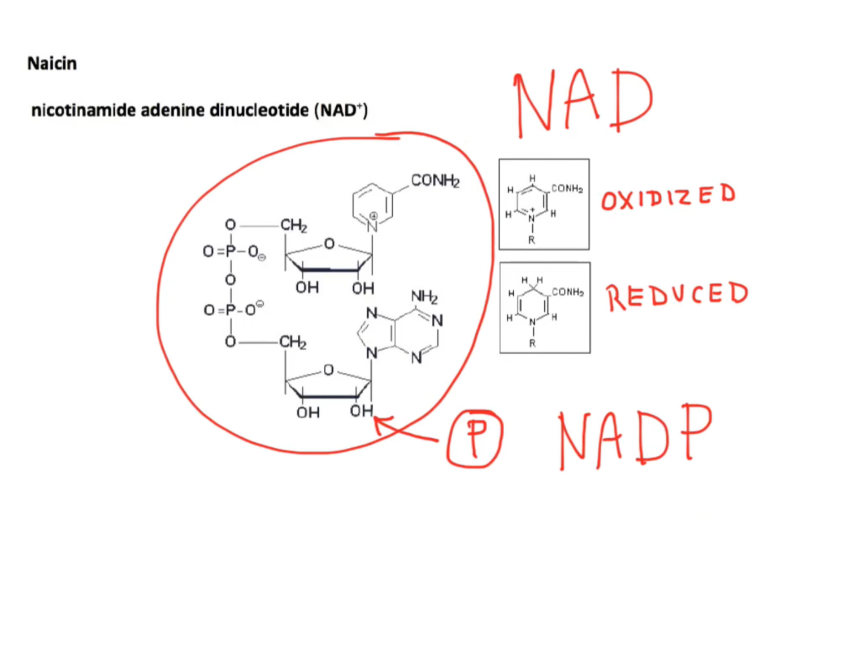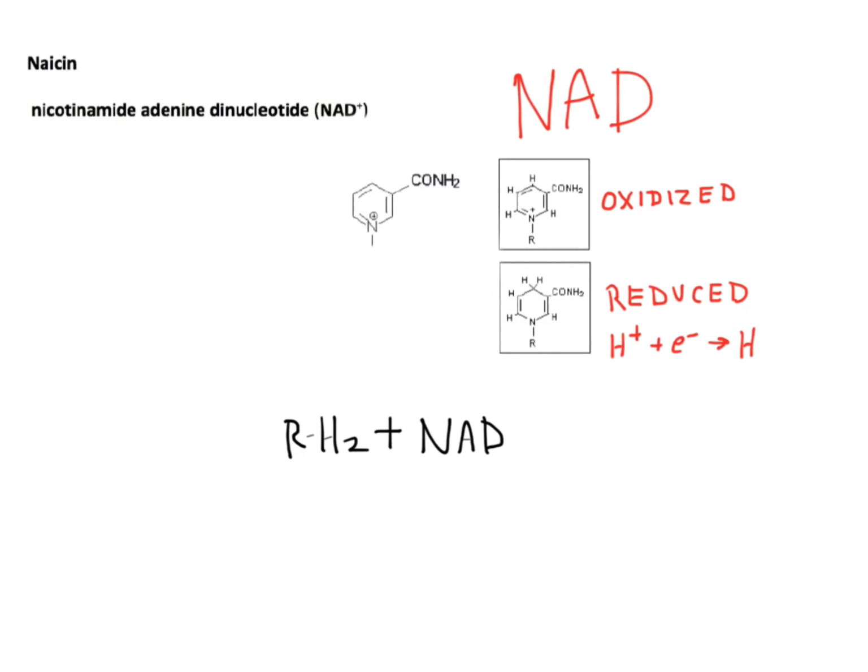When we talk about carrying electrons, this usually involves carrying protons as well. Recall that a proton plus an electron is a hydrogen atom, and in metabolism we often need to move pairs of electrons, and we do that by moving pairs of hydrogen atoms. So let's say we have a substrate, shown here as RH2, that can lose two hydrogens. NAD can act as an acceptor.